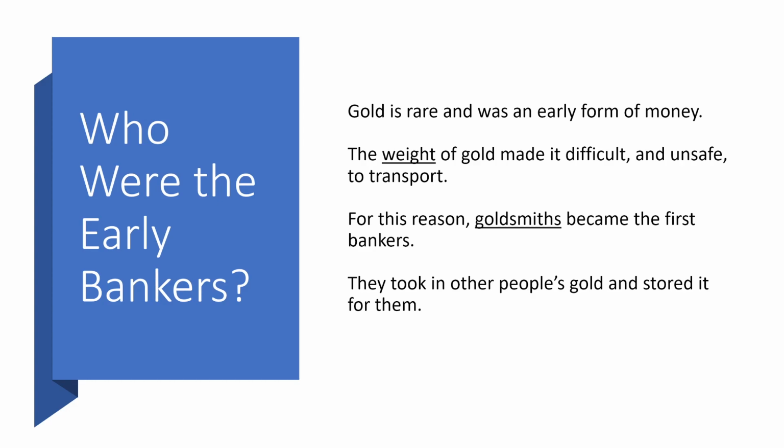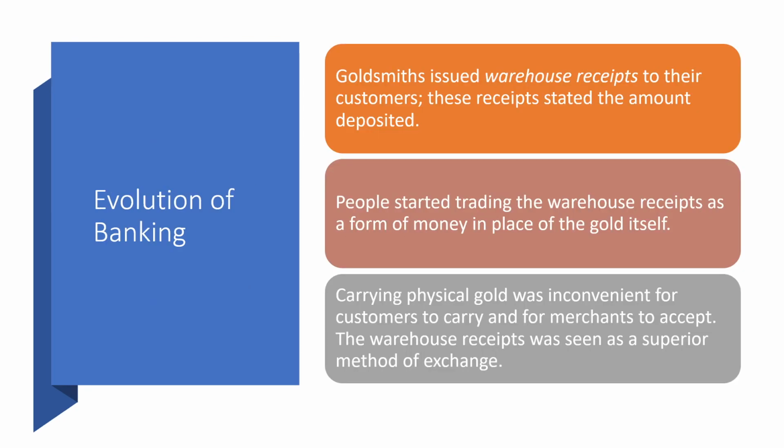So for this reason, goldsmiths became the first bankers, and they took in people's gold and they would store it. And this is where the whole idea of vaults comes from, and you would have people that would protect the vaults. So when you would take your money to a goldsmith, they would give you a paper receipt. It's called a warehouse receipt. And that receipt stated the amount of gold that was deposited. And this was based on measurement. Okay, they would weigh it.